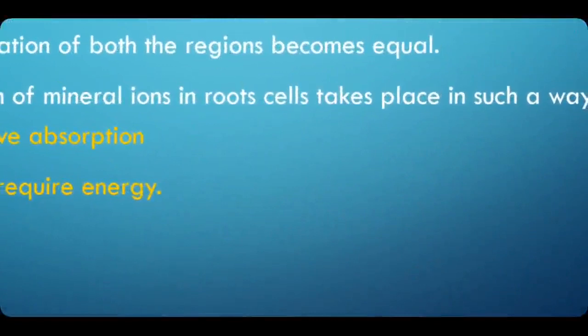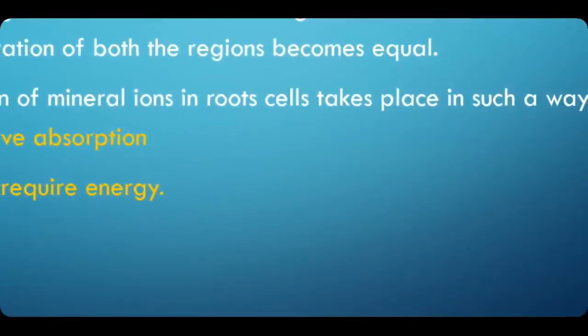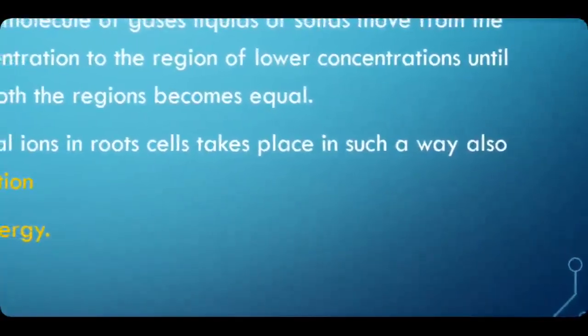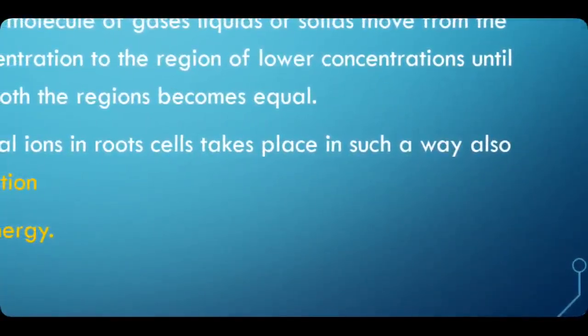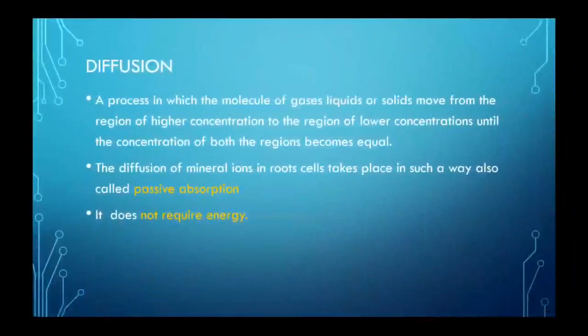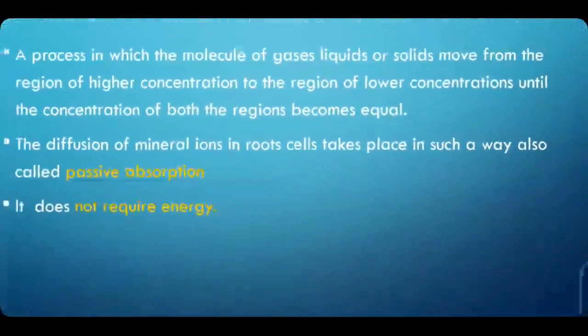It means it goes from higher to lower. And when the lower side has equal concentration to the higher side, it means both sides are equal, and then this process stops. So diffusion does not require any semi-permeable membrane, and it also does not need to consume energy. Diffusion of minerals in root cells takes place in such a way.